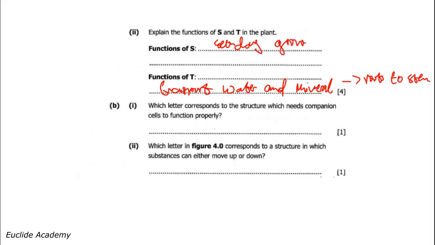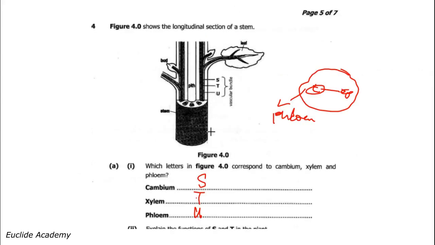The cambium is responsible for secondary growth by undergoing cell division. So that's it for the cambium.